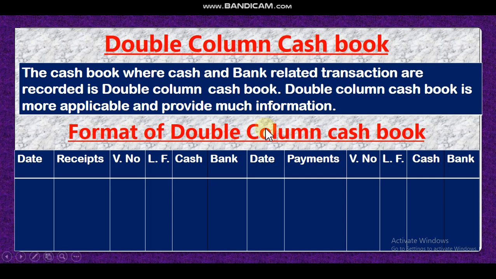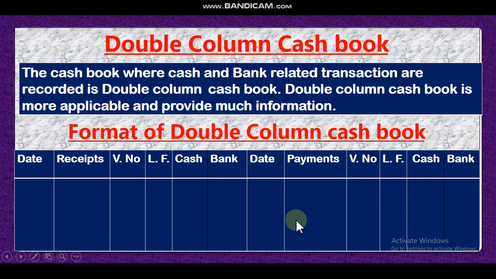Dear student, the format of double column cash book: as in single column cash book, only one column is used. Here is a bank column on the debit side and a bank column on the credit side. That means if I receive through cash, that will be recorded in the cash column. If I receive by check, then it will be in the bank column. On the other hand, if I pay cash, it goes in the cash column, and if I pay by check, then in the bank column.